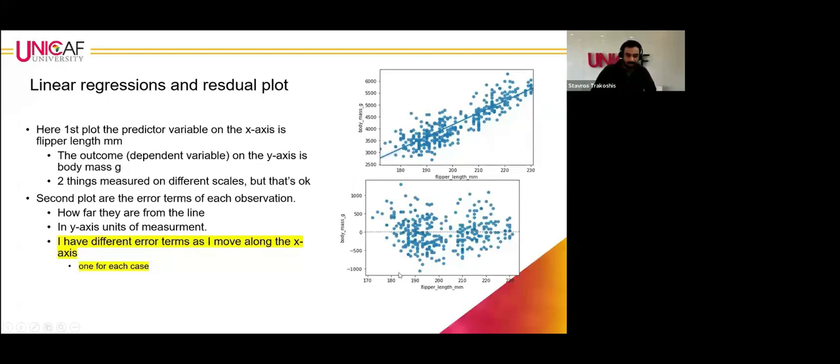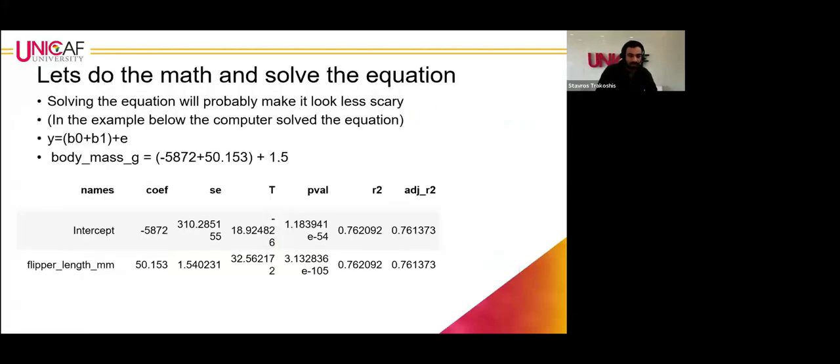Okay. And I see that I have different error terms as I move along the x-axis. So when I am around penguins that have a flipper length of 230 millimeters, I see that I have more homogeneous residuals here. But if I am somewhere here or here, I have a bigger spread of residuals. Anyway, so let's get some estimates from this model.